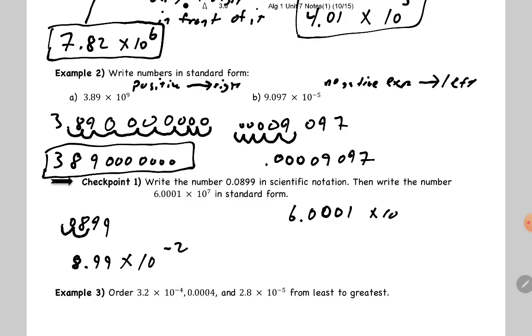And then we want to change 6.0001 times 10 to the 7th. So we're going to move the decimal place over to the right. 1, 2, 3, 4, 5, 6, 7. So this is 60 million, 1,000.